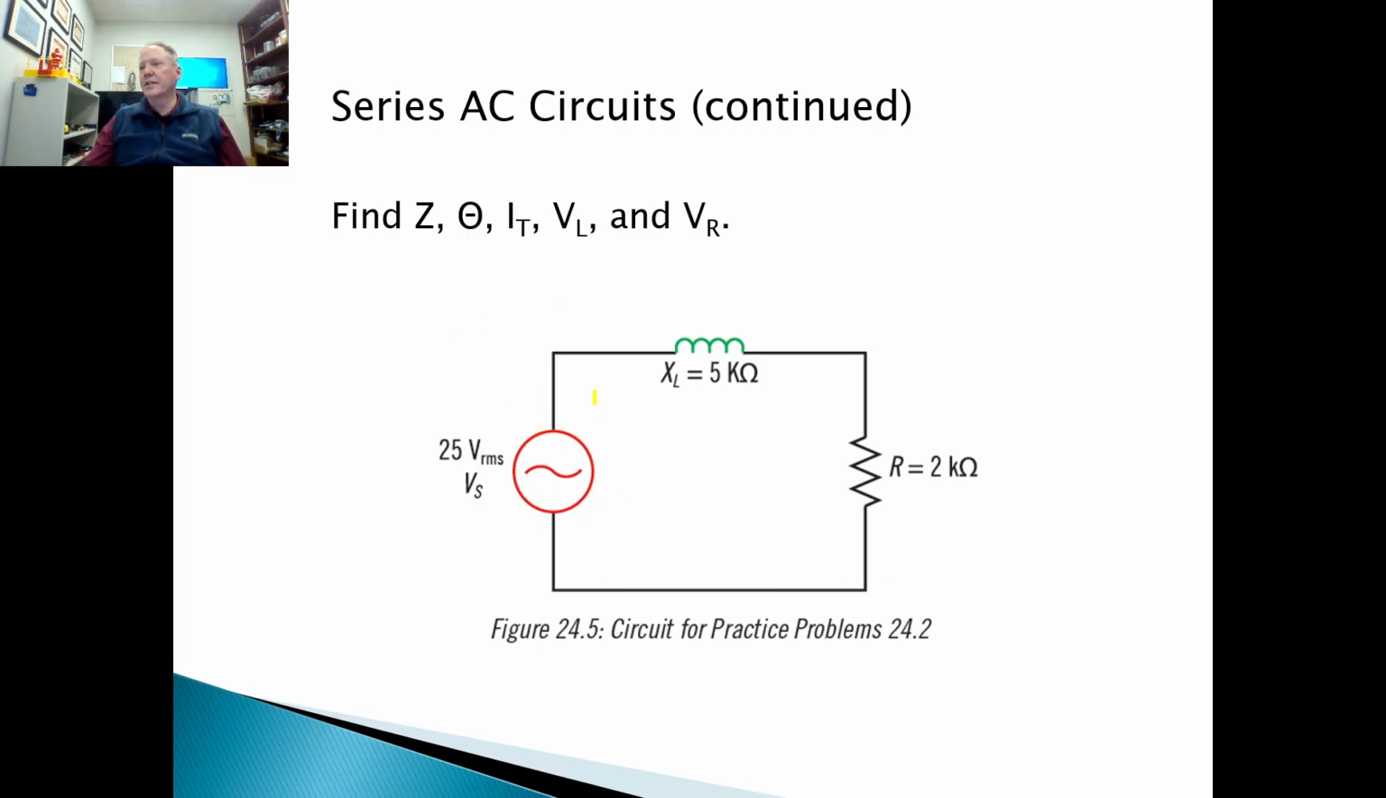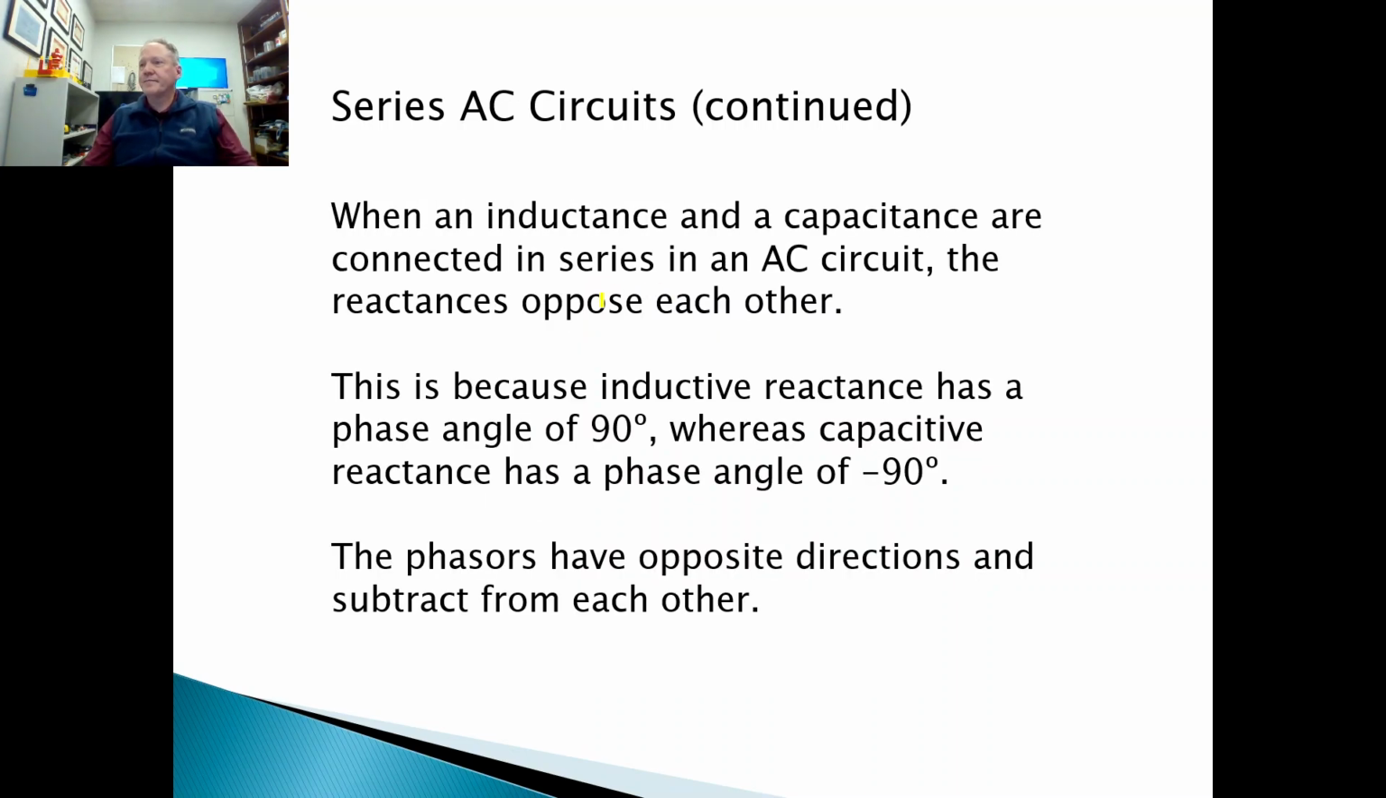All right, so here's another problem that you can do. Find Z, theta, IT, VL, and VR. And you'll do this in the homework coming up. This is when an inductance and a capacitor are connected in series. So now we have R, X of L, and X of C. We just have to add up all the values.